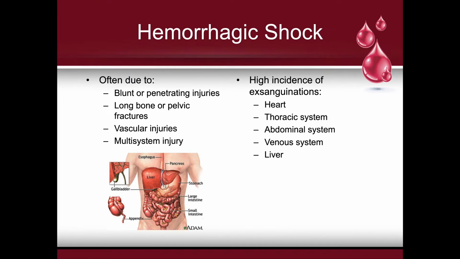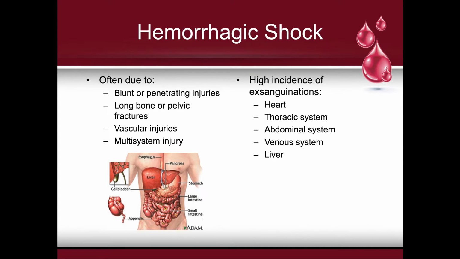It's often due to blunt or penetrating injuries to the vessels or organs, long bone or pelvic fractures, or major vascular injuries, such as a traumatic amputation, which can cause hemorrhagic shock. And then, of course, multi-system injury. It could be external or internal or both.